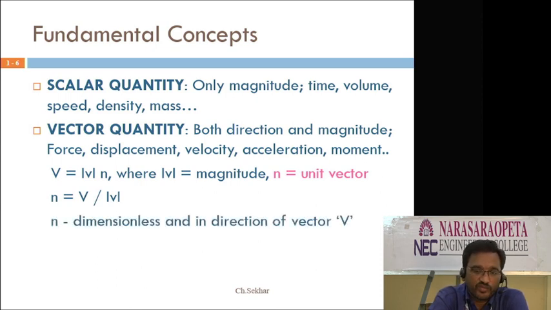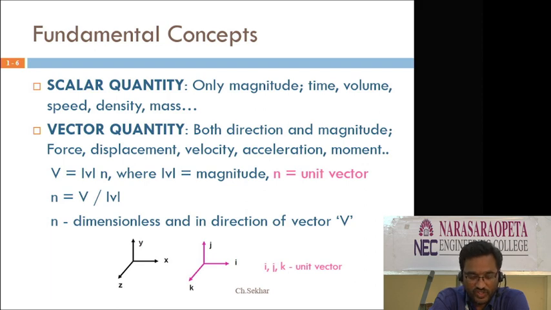Examples of vector quantities are force, displacement, velocity, acceleration, and momentum. In engineering mechanics, scalar and vector quantities are very important, which is why we are discussing them. A vector has both magnitude and direction, but a scalar has only magnitude.